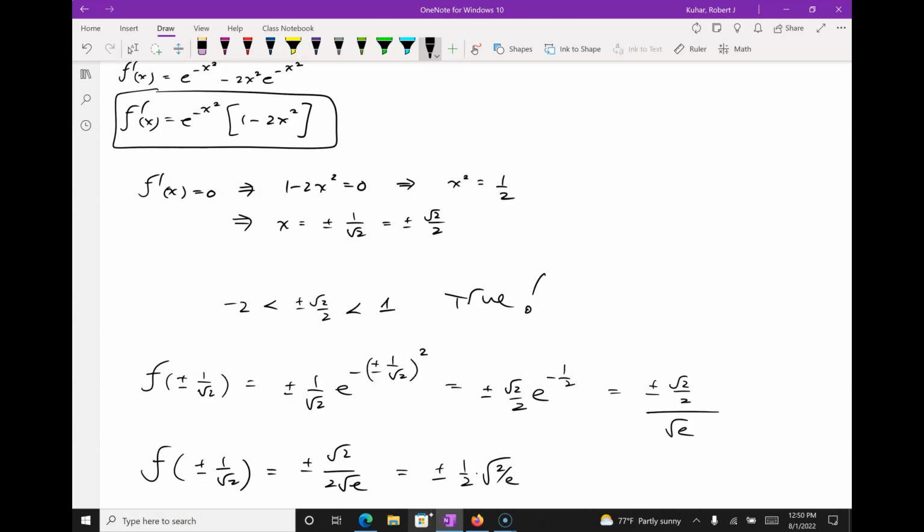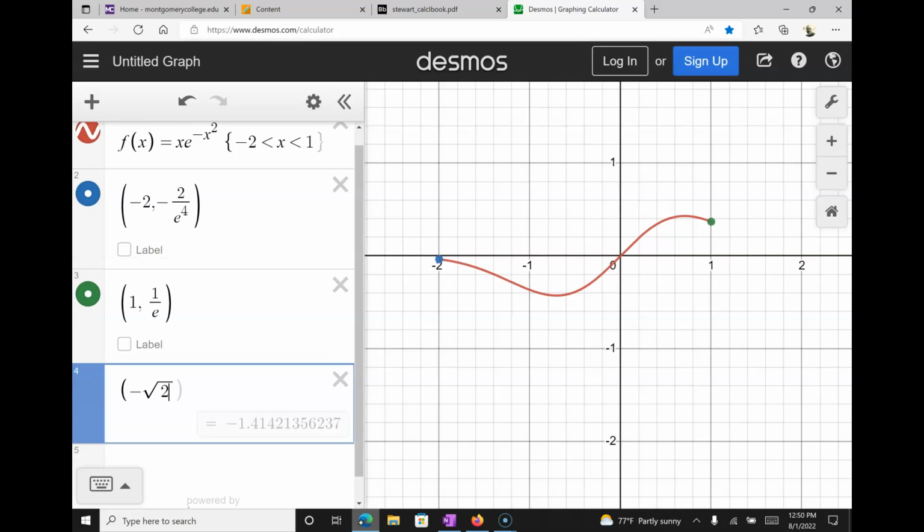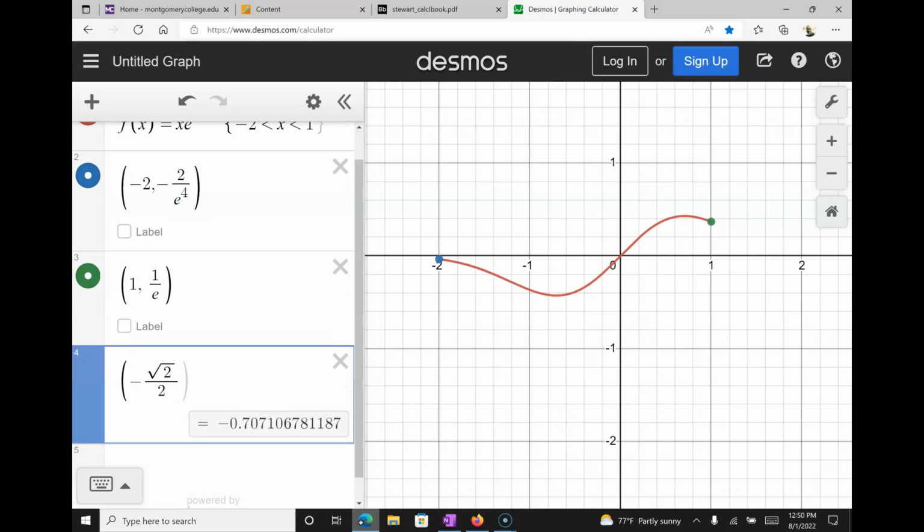So let me put those values in. The first one is negative square root of 2 over 2, comma, negative square root of 2 over 2. I'm sorry, what did I have? I had 1/2 times the square root of 2 over e, right?